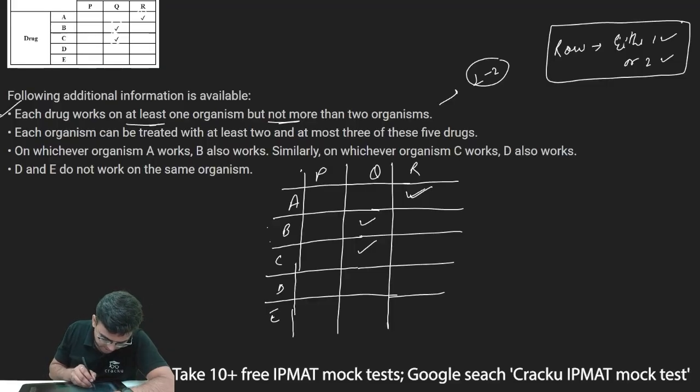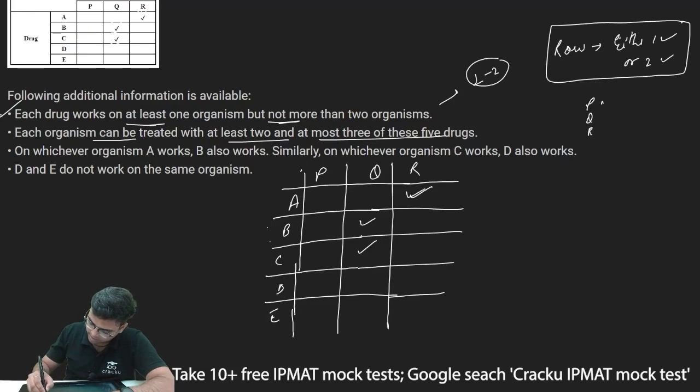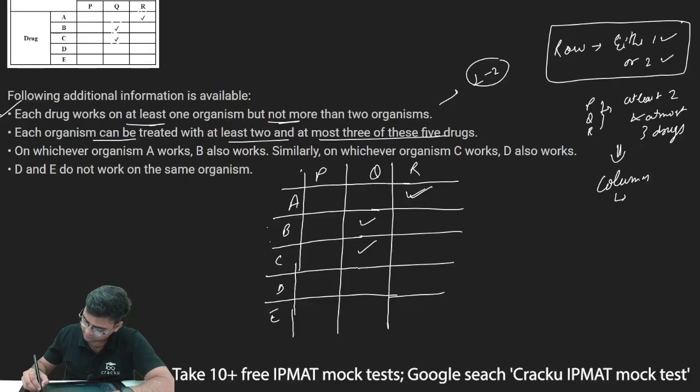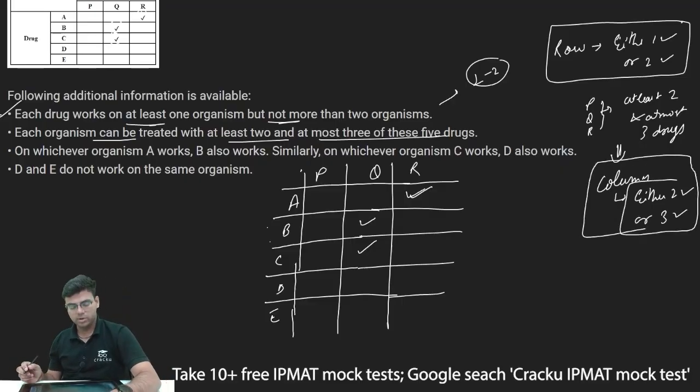The second condition says each organism can be treated with at least 2 and at most 3 of these drugs. So all these P, Q and R can be treated with at least 2 and at most 3 drugs. What does this mean? Each column can have either 2 ticks or 3 ticks.